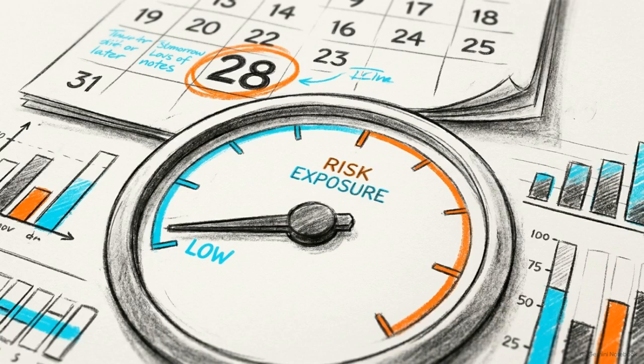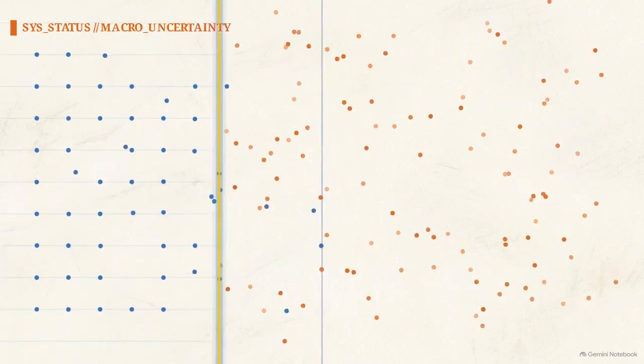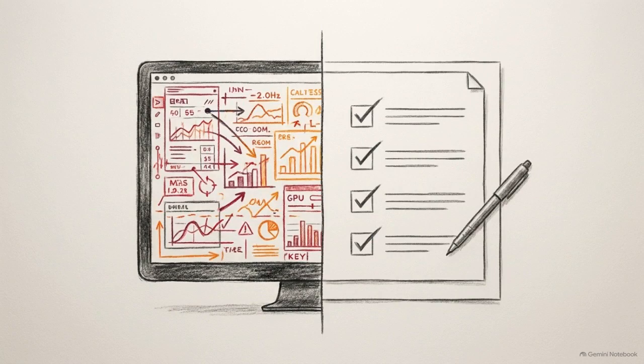Professionals focus on reacting to the market's response to the data, rather than trying to predict the outcome of the data itself. Professional risk management means waiting for the market to commit to a direction, which turns macro uncertainty into a structured probability matrix. In a catalyst-heavy week, objective discipline must always override emotional prediction.